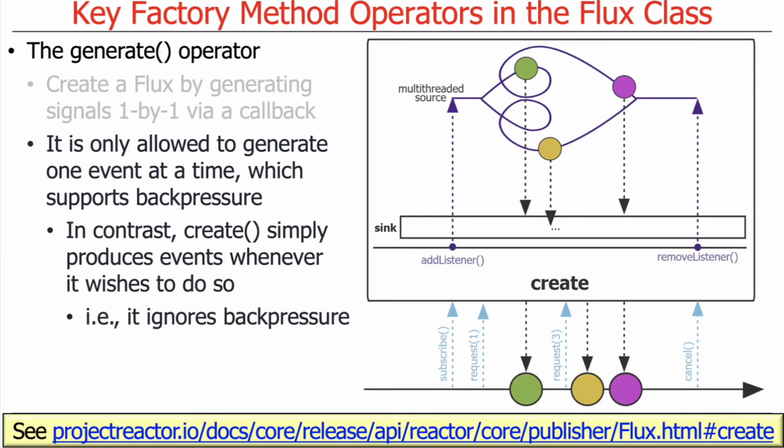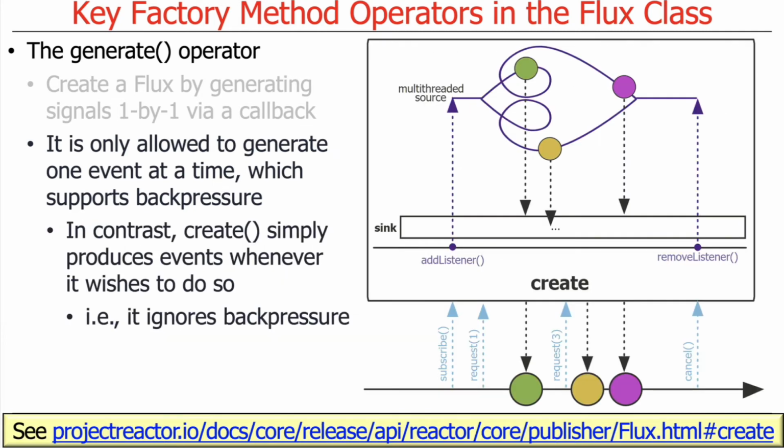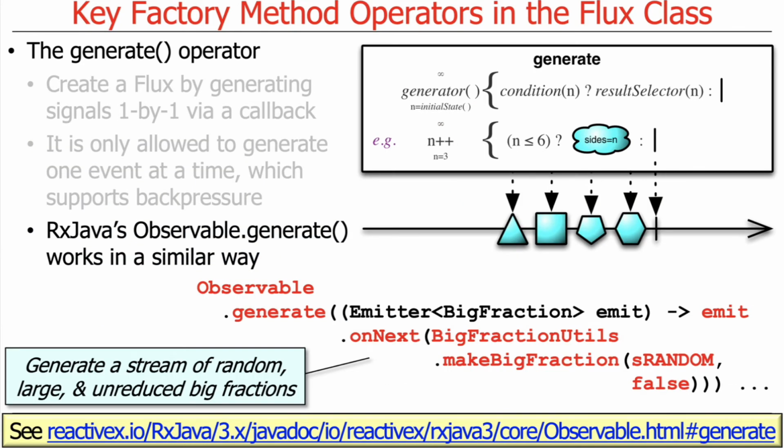In contrast, the create method that we looked at before, the create factory method, produces events whenever it wishes to do so. So it'll ignore back pressure. So this one preserves back pressure in a very simple, somewhat lame way, whereas create just ignores back pressure unless you want it to think about back pressure, but it doesn't deal with it otherwise.